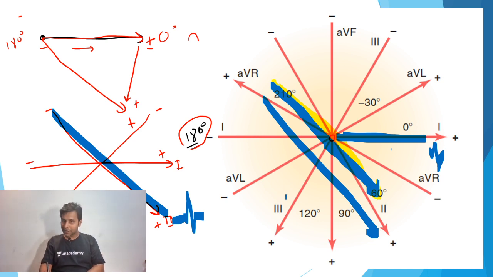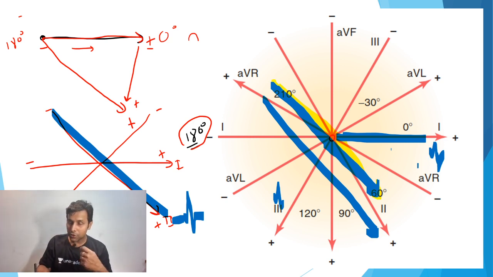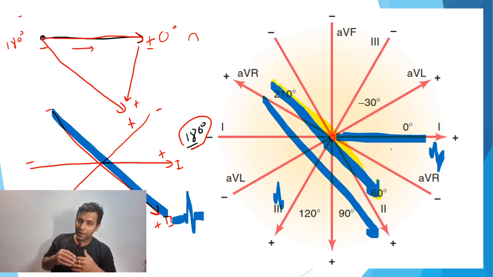Whereas if you go to lead 3, it will have a Q wave, an R wave, a bigger R and a smaller S wave, because the impulse is going towards lead 3. I'll give you a very basic explanation. The QRS complex is the complete ventricular depolarization. The S wave indicates the electrical impulse is moving away from the electrode, and the R wave indicates the impulse is moving towards the electrode.